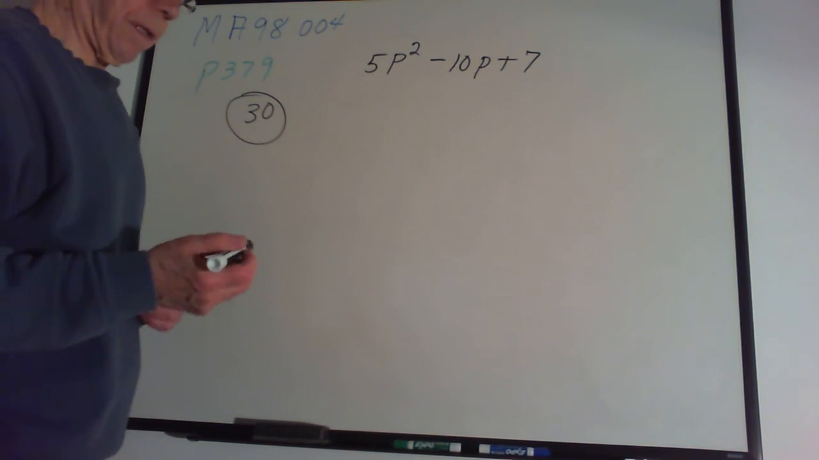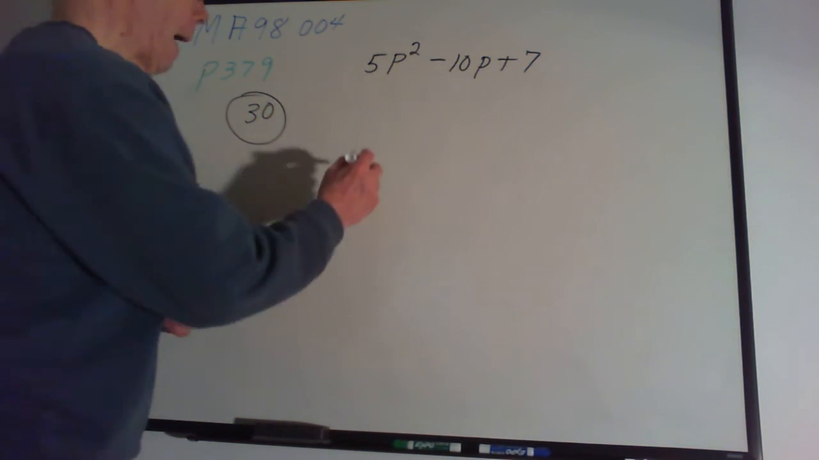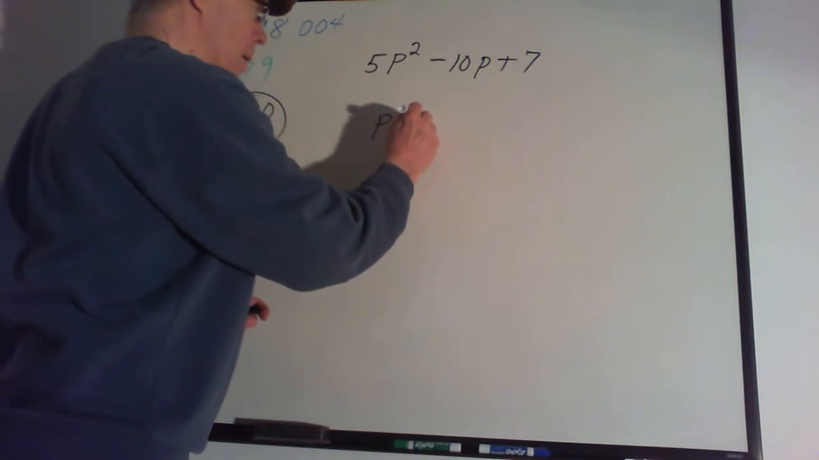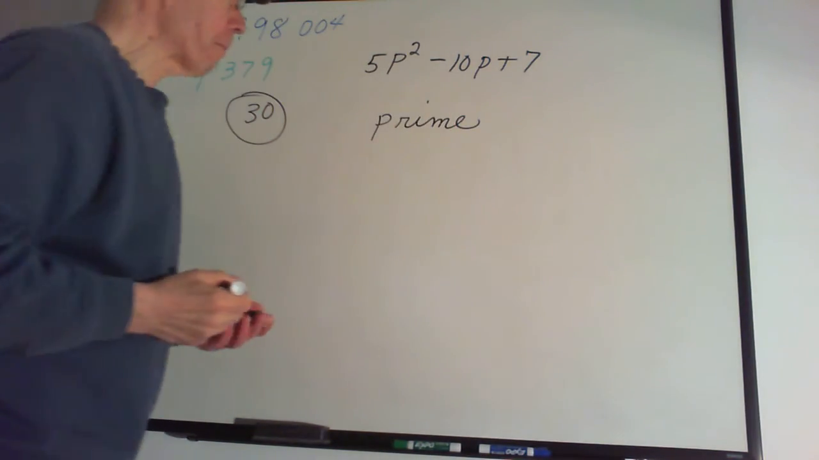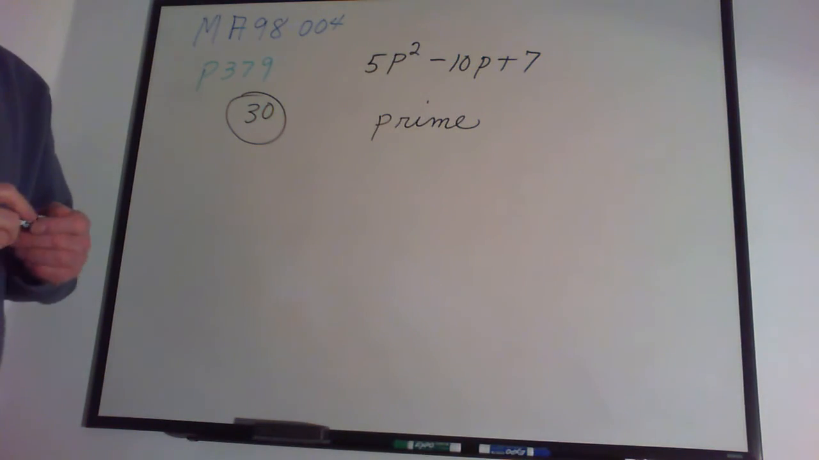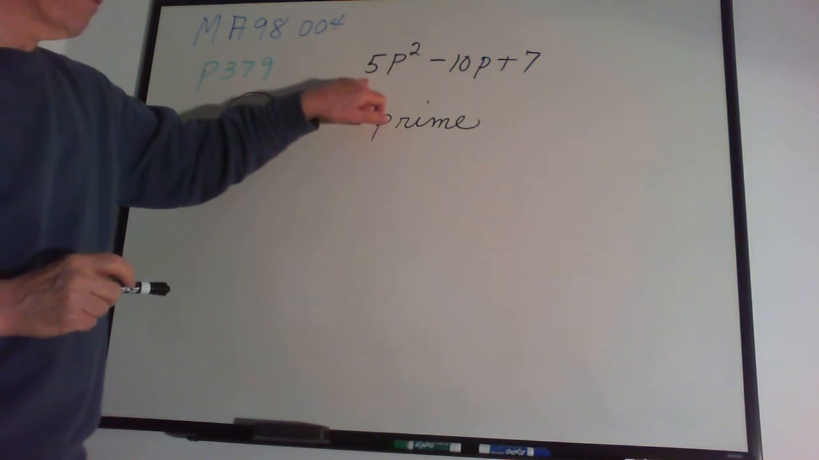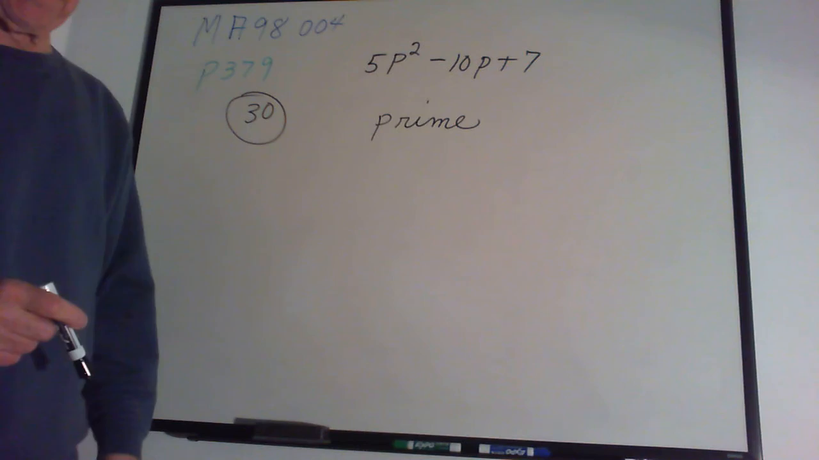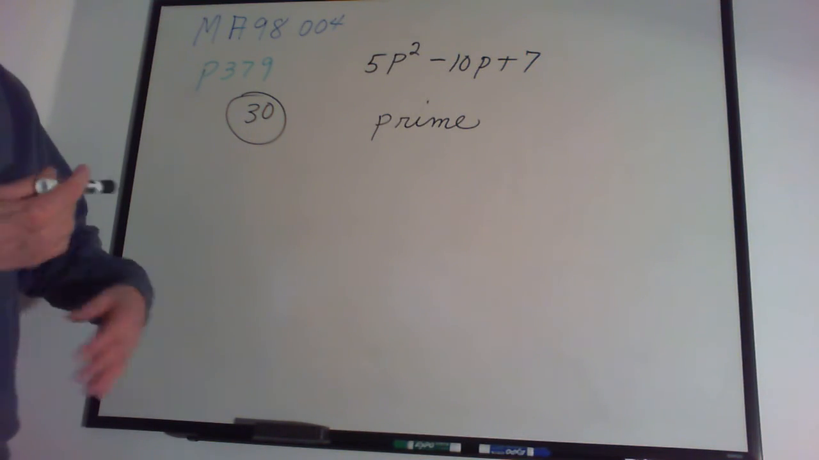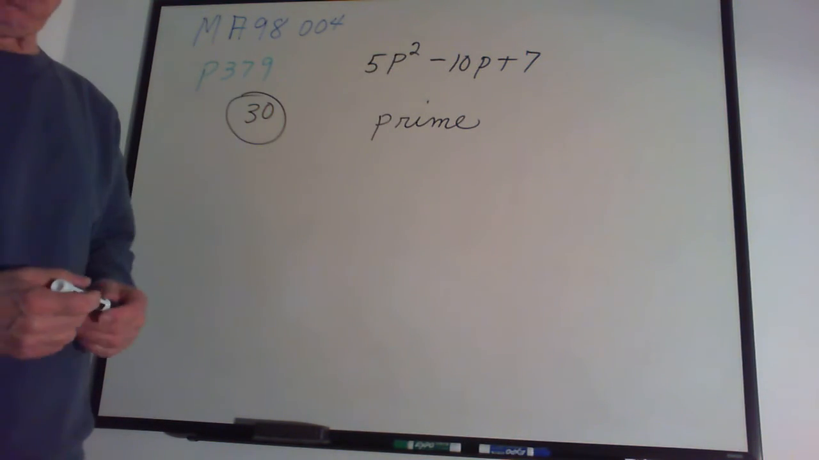All right, it turns out that nothing can be done with this one. It's prime. Cannot be factored. Factors of 5 are 5 and 1. Factors of 7 are 7 and 1. There's no way you're going to be able to get a middle term of 10p.